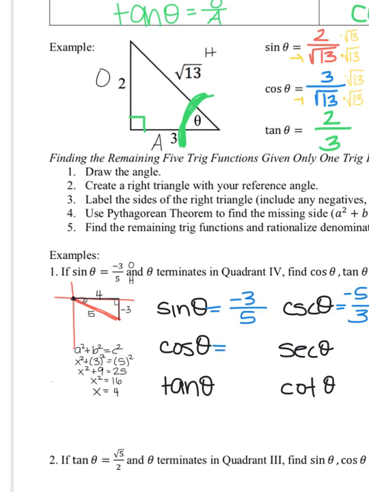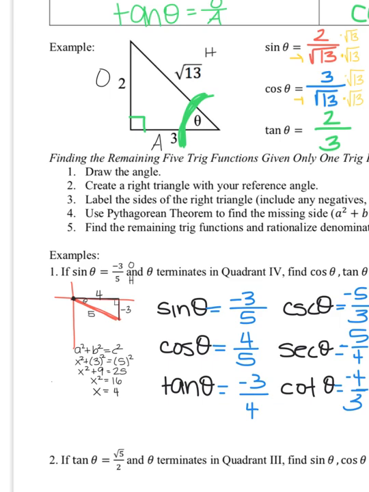Cosine is adjacent over hypotenuse. So adjacent to angle theta is 4 divided by the hypotenuse is 5, which means the secant is 5/4. Now that's positive. Remember, we're in quadrant 4, so cosine and secant should be positive. And then tangent is opposite over adjacent, which means cotangent is adjacent over opposite.